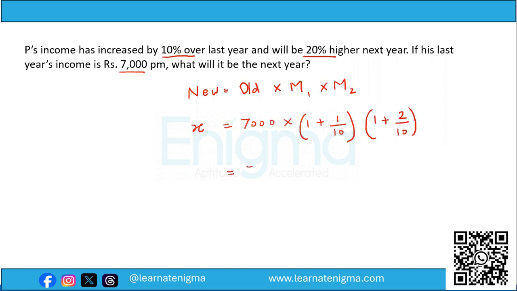Now, let's solve this. This becomes 7,000 into 11 by 10 into 12 by 10. So we can cancel out the zeros. So if we multiply this, the answer comes out to be 9240. That's your answer.